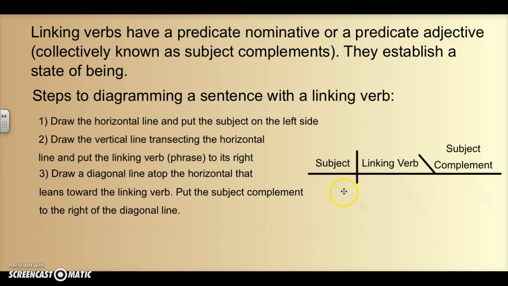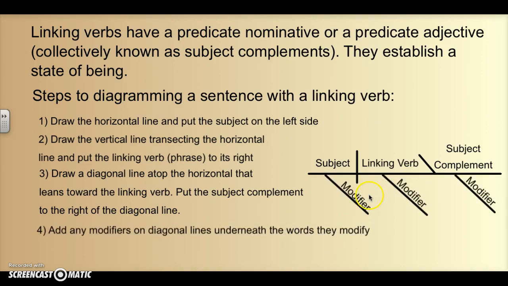Now here's where it's different from doing a direct object. You put your subject complement on the far right end of the line as you would a direct object, but this line is leaning, and it leans back towards the subject of the linking verb. Basically, it's pointing from the subject complement back, saying these two items are being linked. This is the only time you're going to have a diagonal line on top of your horizontal line, is when you have some sort of a complement, whether that's subject or object complement. But in this case, it comes right after the linking verb. And then your final step is to add any modifiers on diagonal lines beneath the word that they modify.